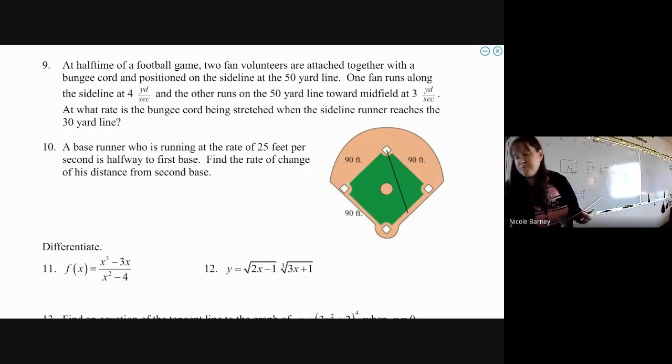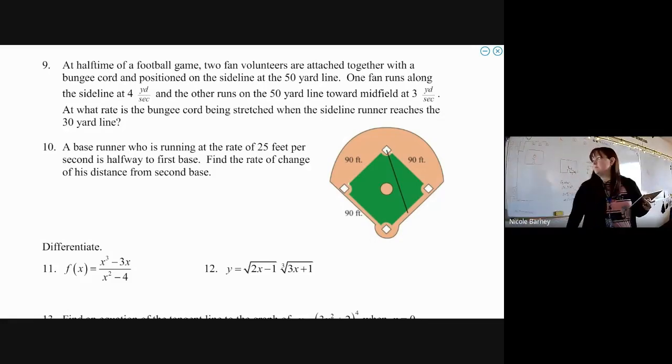All right, number 10. I know, it's cool, huh?